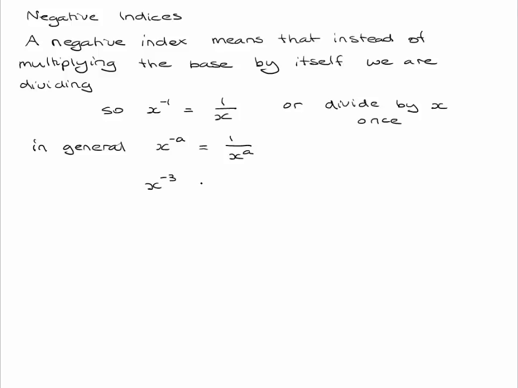So x to the minus 3 is 1 over x to the power of 3. X to the minus 6 is 1 over x to the 6. Often you'll see negative powers combined with coefficients. So something like 2x to the minus 4 is 2 times 1 over x to the power of 4, which is 2 over x to the power of 4.